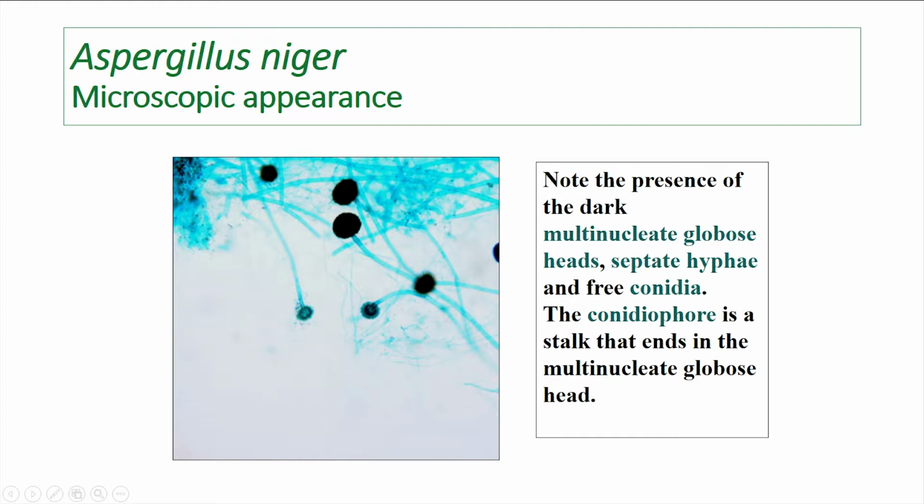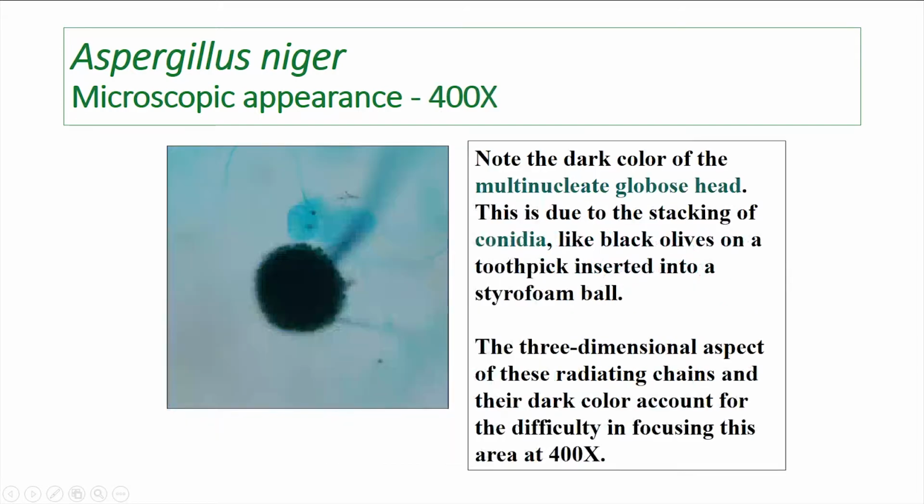The trick here is that not all septate hyphae are conidiaphores. Some septate hyphae just transport nutrients. These ones specifically hold up these multinucleate globose heads. A good analogy for this is a tree. A branch is made up of wood and it holds up leaves, but not all things that are made of wood are branches. It could be the tree trunk or the roots. So that would be an example to kind of help explain that.